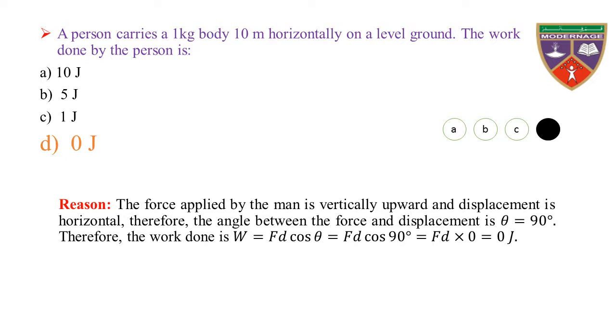Reason. The force applied by the man is vertically upward and displacement is horizontal. Therefore, the angle between the force and displacement is theta equal to 90 degree. Therefore, the work done is W is equal to Fd cos theta, which is equal to Fd cos 90 degree, which is equal to Fd into 0, is equal to 0 joules because cos 90 degree is 0. Hence, the work done by the person is 0 joules.